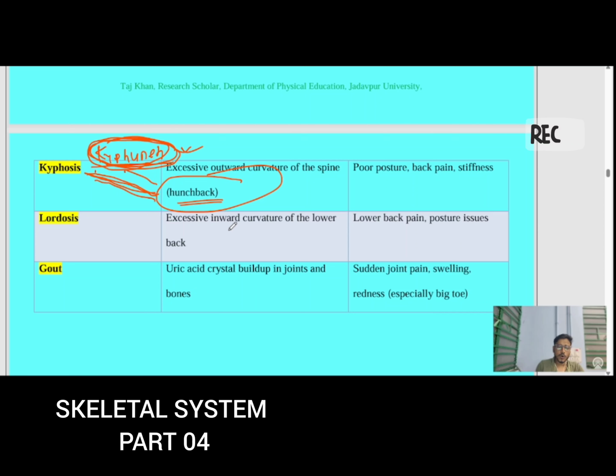Lordosis is excessive inward curvature of the lower back. Lordosis is in the lower back. Excessive curvature in the lower back. Okay, lower back, and sprains.